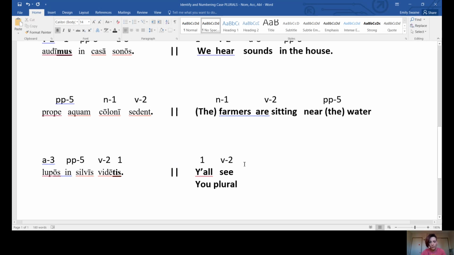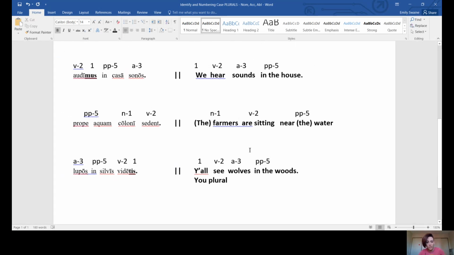Next, we want our A3 because we want to know what y'all see. Y'all see lupos. Well, a lupus is a wolf, so we make it plural because this is plural here. So y'all see wolves. And then last but not least goes our prepositional phrase. So in the woods. Y'all see wolves in the woods, or you plural see wolves in the woods. And that's it. Those are our four.